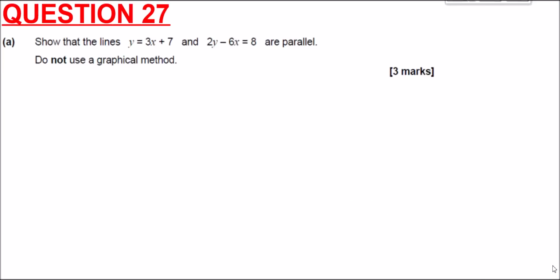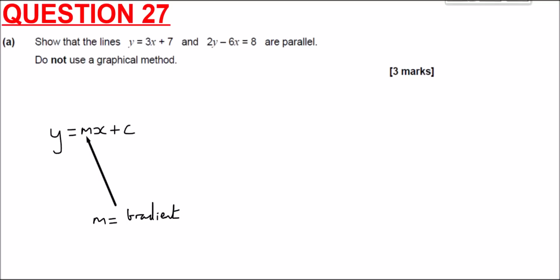Question 27. We need to show that these two lines are parallel. Do not use a graphical method. I've got no doubt that somewhere in your school education you will have been told about y equals mx plus c. If you haven't, then I'm mentioning it now anyway. Essentially, any straight line can be written in this format. And when a straight line is written in this format, the number in front of the x, which is often called m in textbooks, m is the gradient of the line.